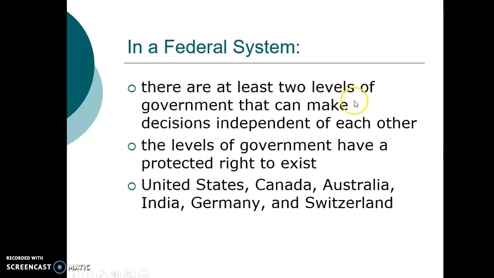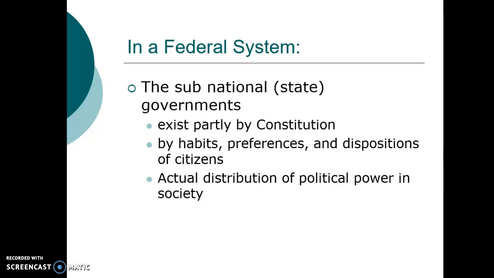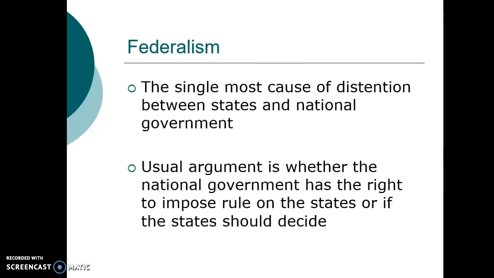In a federal system, there are at least two levels of government that make decisions independent of each other. This is the federal and the state government systems. The single most cause of distension between the states and national governments derives from federalism. Usually the tension is on whether the national government has the right to impose a rule on states or whether it is states that should decide.